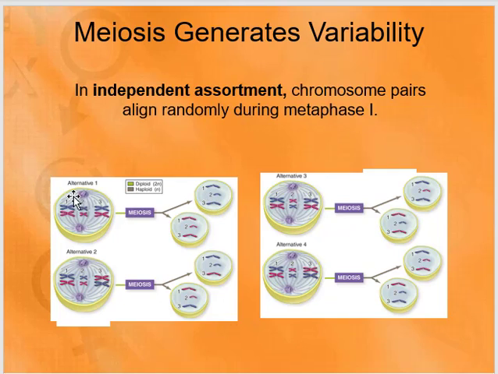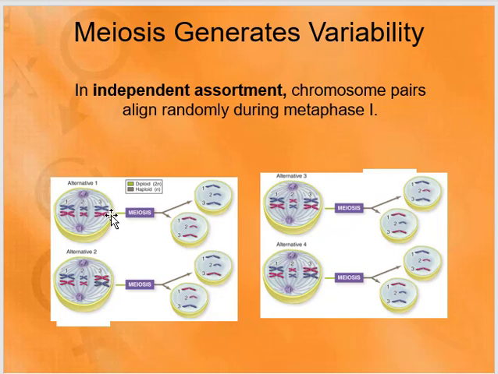So we start with this cell, and by the time it finishes meiosis 2, it's only going to have 1 chromosome from each pair. So it'll look like this. This is going to be either an egg or a sperm. And there are 8 possible combinations. It's just 2 to the nth power. The nth power stands for the number of pairs of chromosomes.